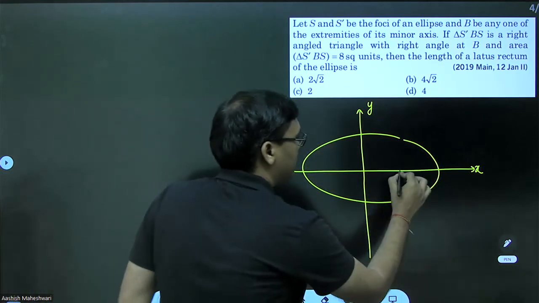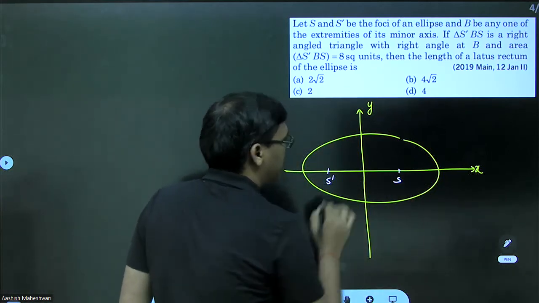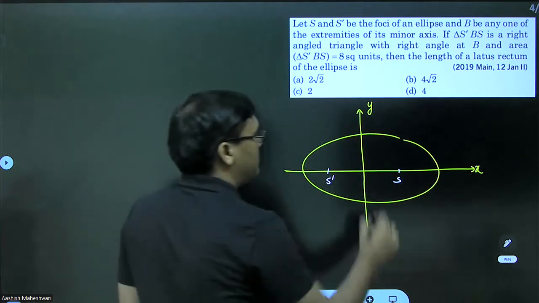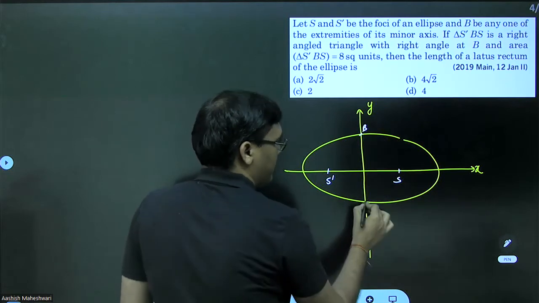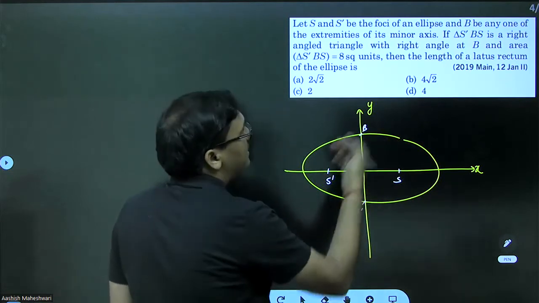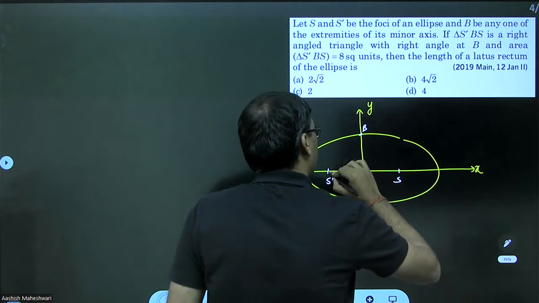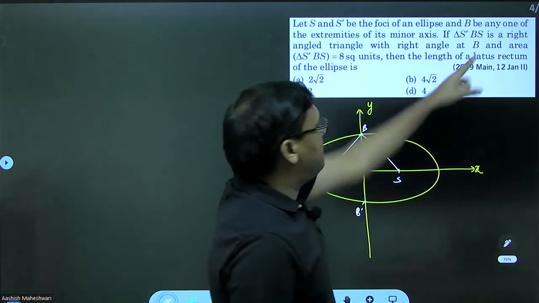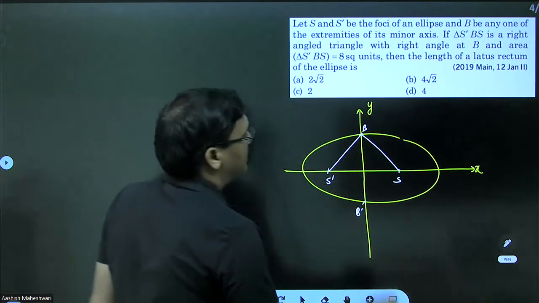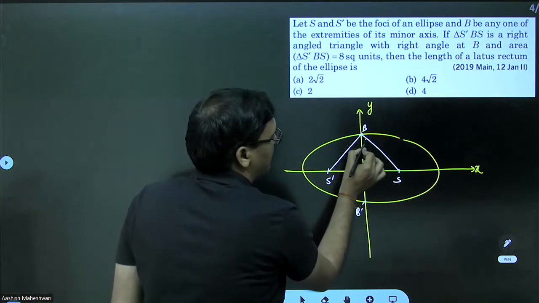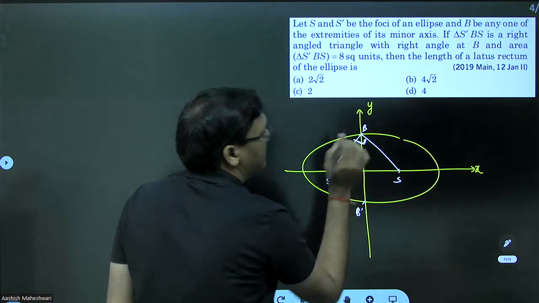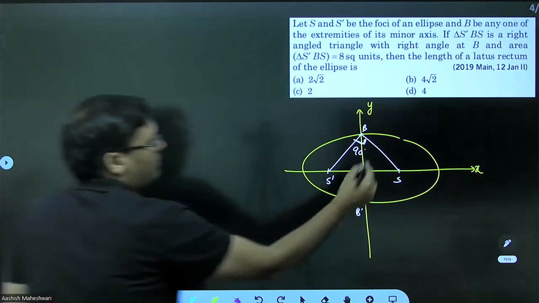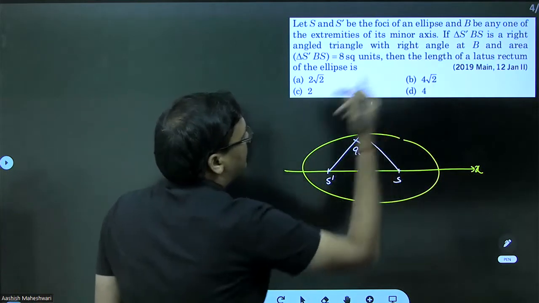S and S dash, let's say these are the foci of the ellipse. B be any one of the extremities of the minor axis. This is B, B dash. I can take any one extremity, so this is one extremity I have taken. The triangle S dash B S is a right angle triangle, right angle at B. This angle is 90 degrees. The area of triangle S dash B S is given as 8. What is the latus rectum of this ellipse?